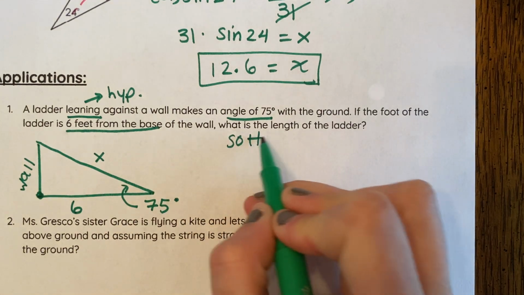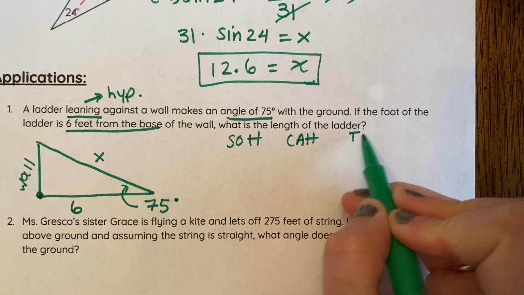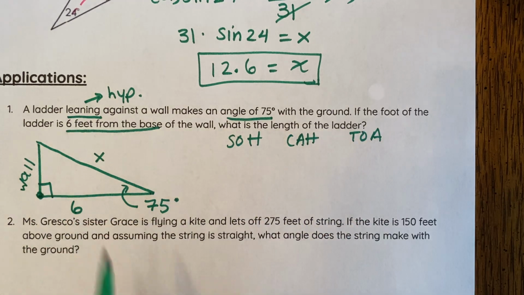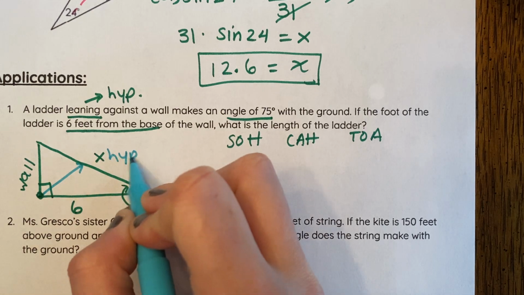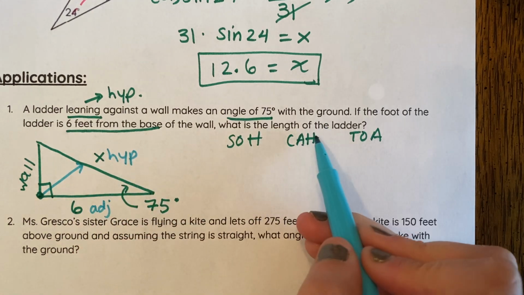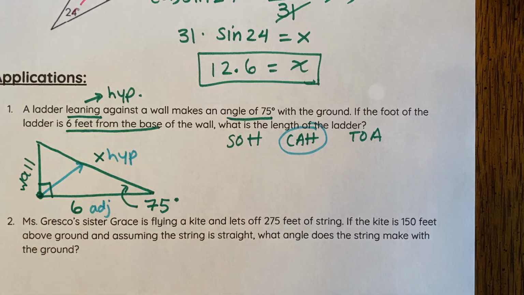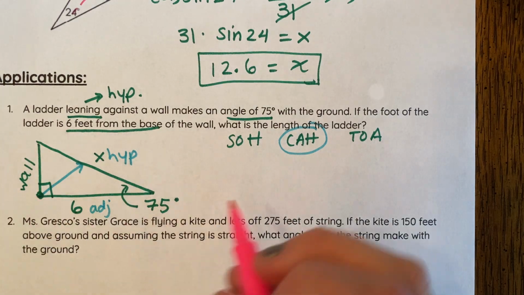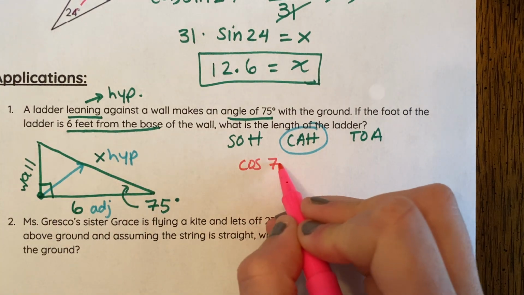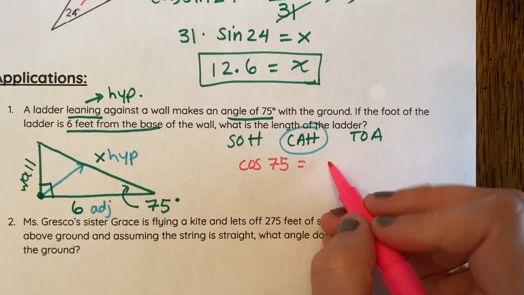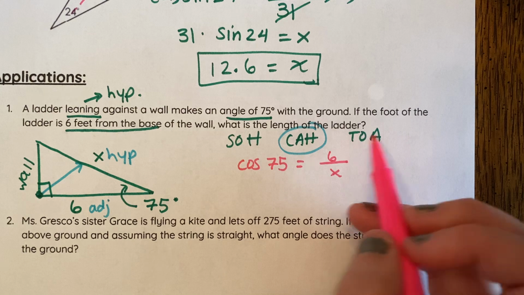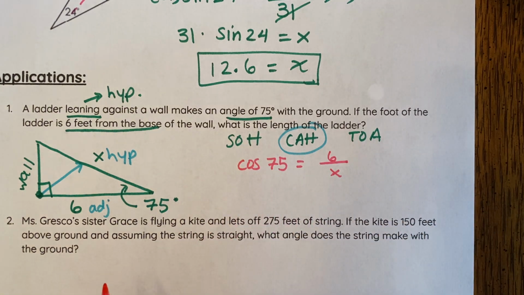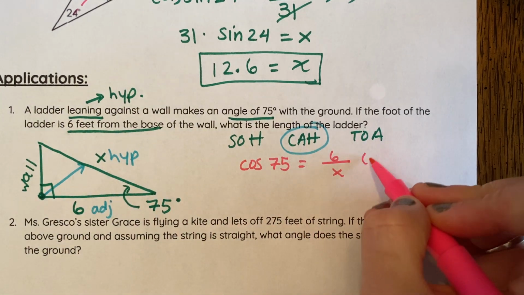So, TOA. So here's our 90-degree angle. We have the hypotenuse and the adjacent side. So we're going to use cosine. So the cosine of 75 is equal to the adjacent, which is 6, over the hypotenuse, which is x, because we're looking for that length of the ladder. And we know because the ladder was leaning, that's our hypotenuse.